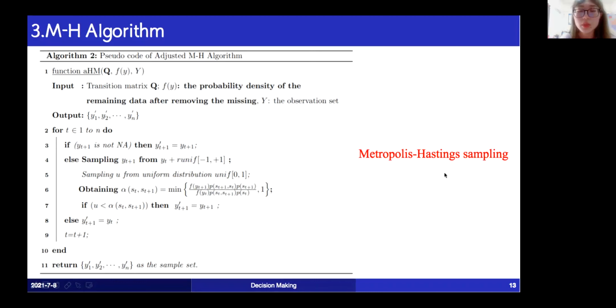The missing data will be imputed by the adjusted algorithm. MH sampling is the abbreviation of Metropolis-Hastings sampling. But in my study, I make some adjustments to the MH algorithm as follows. The first step is to input some data, including the transition matrix Q, the probability density Fy of the remaining data after removing the missing values, and the observation set Y.